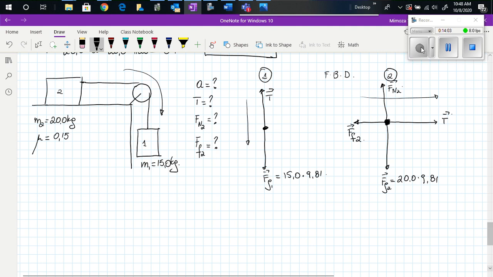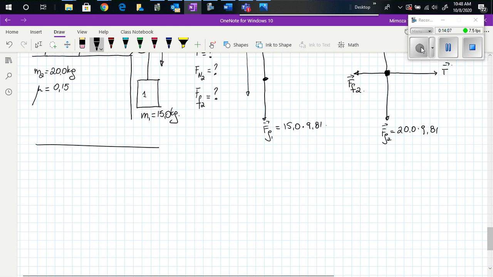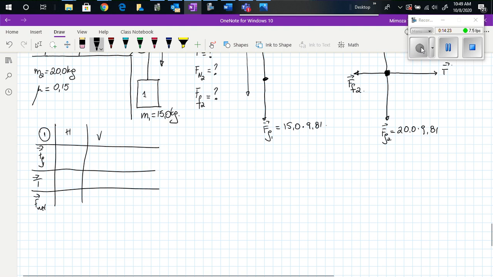Now, we'll start with a table of components for object 1. So object 1, horizontal, vertical, force of gravity 1, tension, and force net. I'm not doing it quite nicely, but you get the gist of it. So now 15 times 9.81 is negative 147.15. Tension is positive T. Since the object is moving down, meaning that it is moving in the opposite direction of the positive Y, force net will be negative mass of object 1 times acceleration.